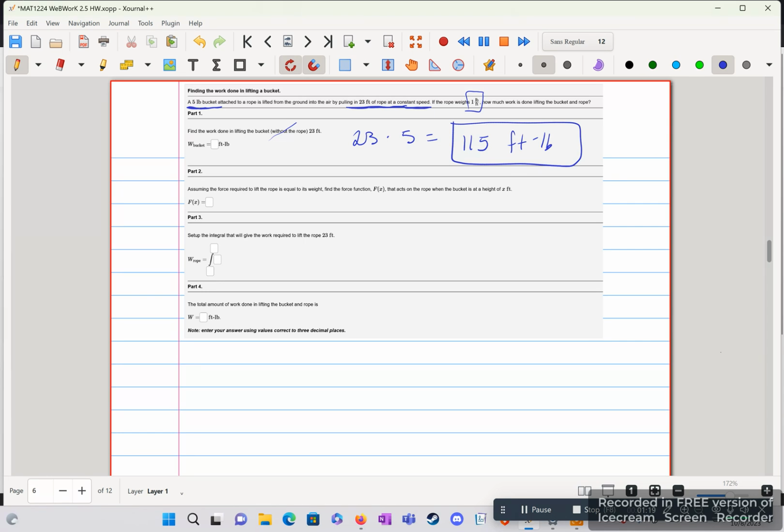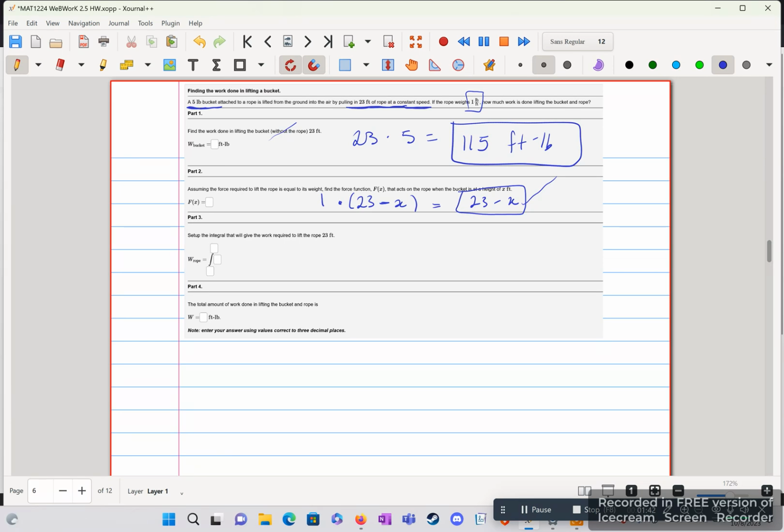So we have our height that we know, 23. For any x it would be minus x. Now we need to consider the rope weight, so put that in parentheses and multiply that by 1, which is just equivalent to 23 minus x. So this gives us the force at any arbitrary x. And this is our answer to part 2.